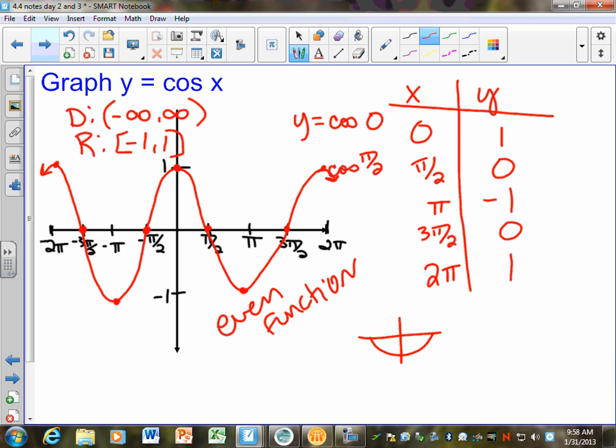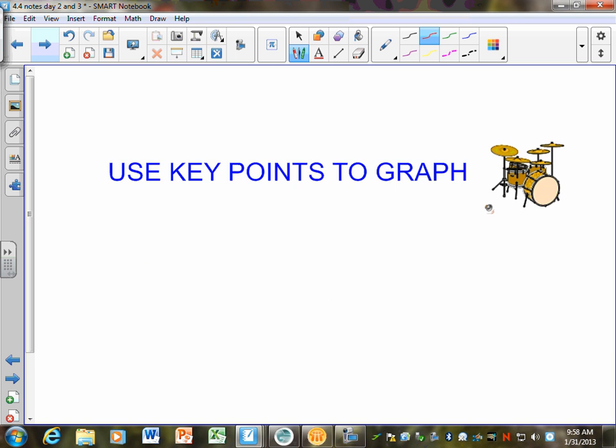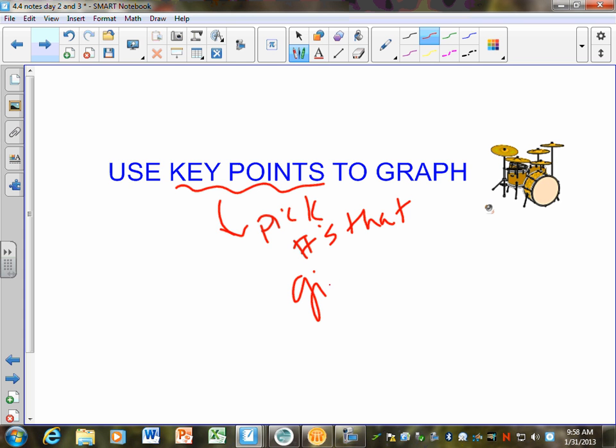When you're graphing these, which you're not graphing much today, I say use these key points. Pick numbers that give you 0 and 1 and negative 1. Which means pick numbers that give you those on the x and the y axis. Those are our favorite points to pick. You can pick whatever you want, but those are going to be the easiest ones to pick.